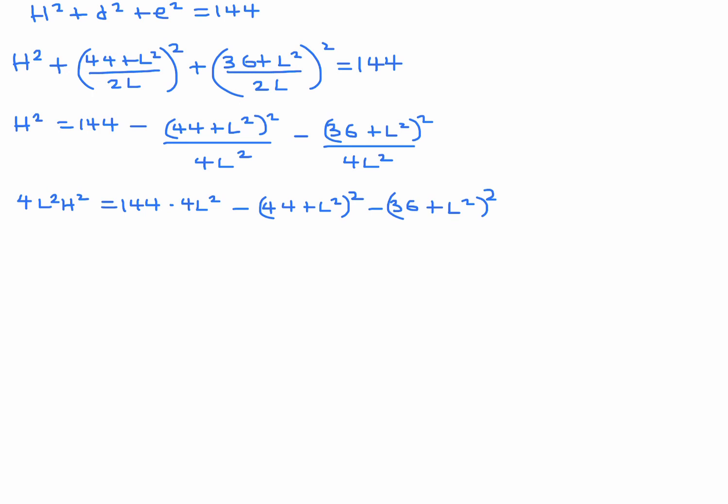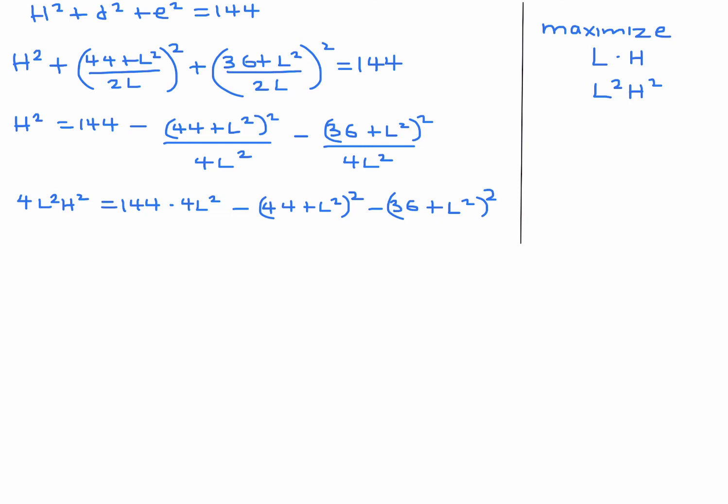And 4L squared, H squared will remain at this side. Now, let's remind ourselves what it is that we're trying to figure out, because sometimes the question becomes so long we forget. We are trying to maximize L times H. Well, we have something like LH. We have its square, actually. We have L squared, H squared.